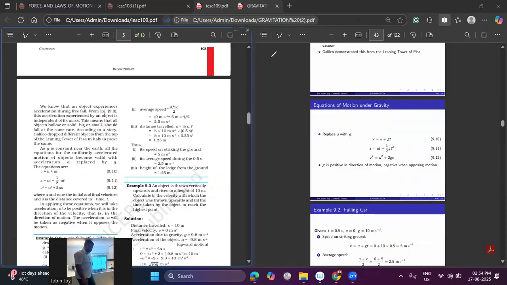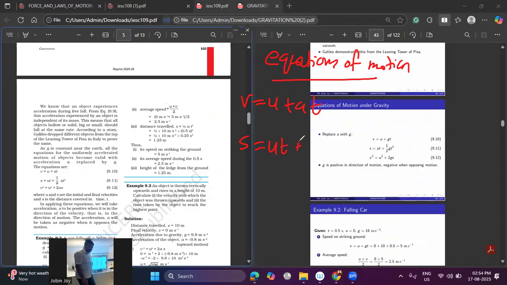Okay, so we already studied equations of motion. We have three equations of motion. V is equal to U plus AT. S is equal to UT plus half AT square. And V square minus U square is equal to 2AS.